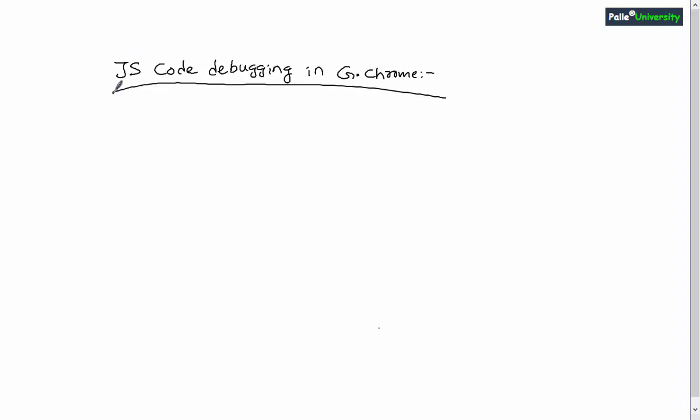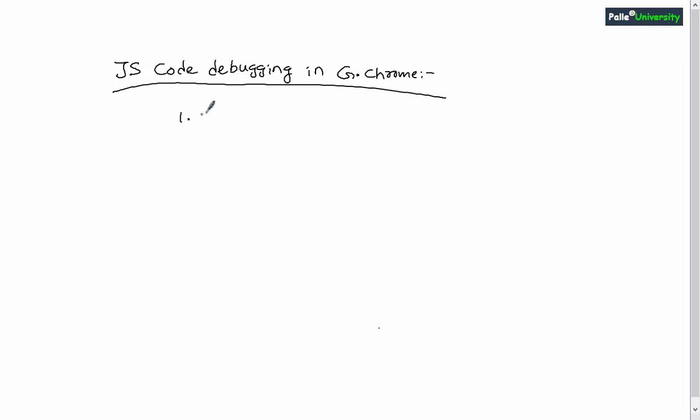So in this session, we will be understanding how to debug JavaScript code in Google Chrome browser. First, I will explain the steps required for debugging JavaScript code in Google Chrome browser, and after that I will show you one example.